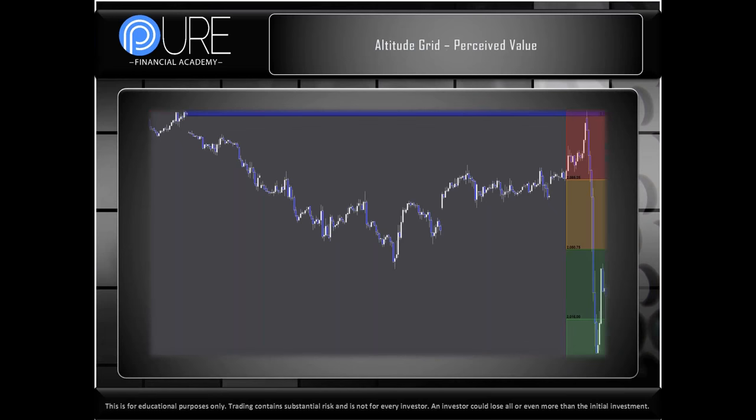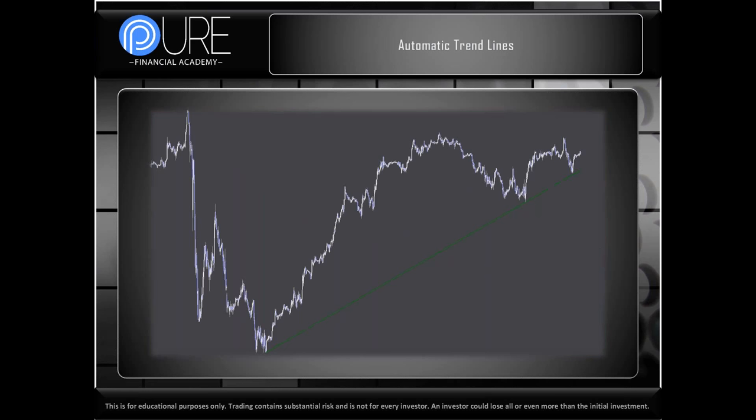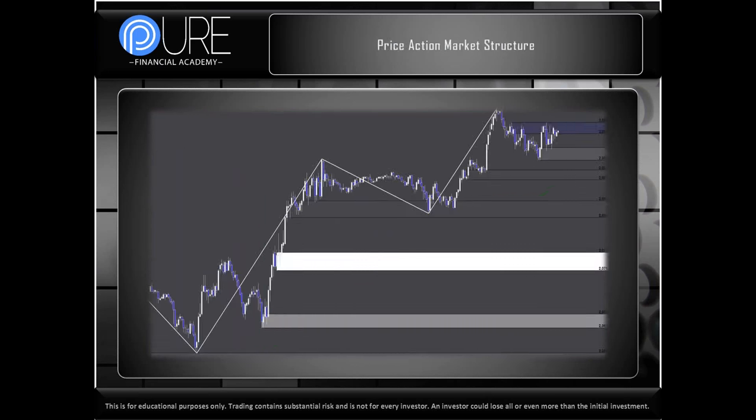We have what's called an altitude grid, market structure, which is pretty cool. I think a lot of people have liked that. Our market structure, if I go back here, notice how there's not a lot of swings within it, because there are certain criteria points. This is definitely not a zigzag indicator, guys, just so you know, okay?